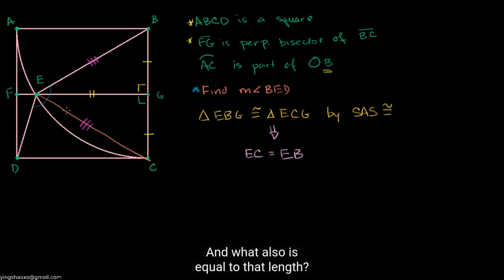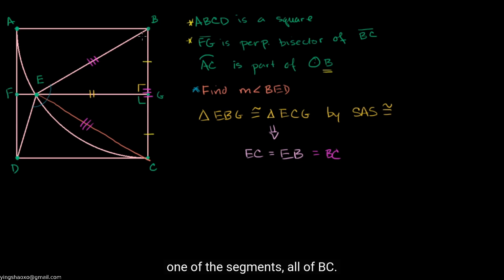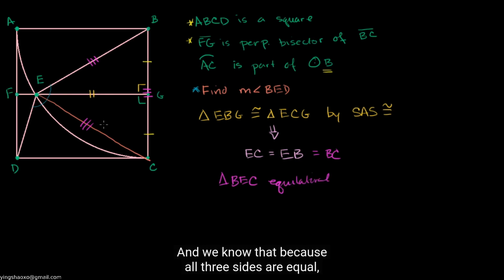And what also is equal to that length? Well, once again, this is the radius of the circle. BE is one radius of the circle going from the center to the arc. But so is BC. It is also a radius of the circle going from the center to the arc. So this is also equal to BC. I'm referring to the entire thing, not just one of the segments, all of BC. So what kind of triangle is this right over here? Triangle BEC is equilateral, and we know that because all three sides are equal.